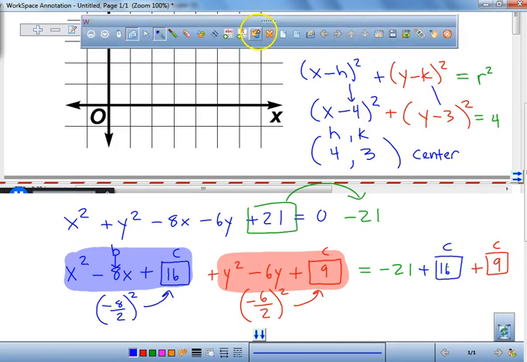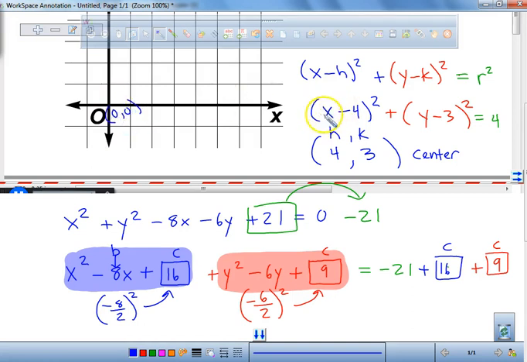Now, if that doesn't make sense to you, here's another way you can think about it as a student. You could say, where do we typically start graphing from whenever we graph something? We typically start at the origin. And where is the origin? The origin is at 0, 0. So what number minus 4 would get you back to 0? 4. And what number minus 3 would get you back to 0? A positive 3. That's another way to think about it.